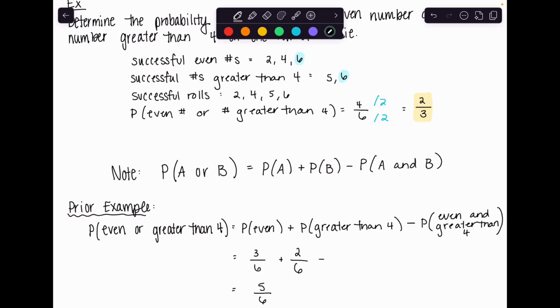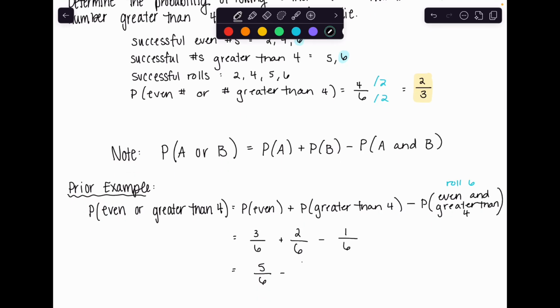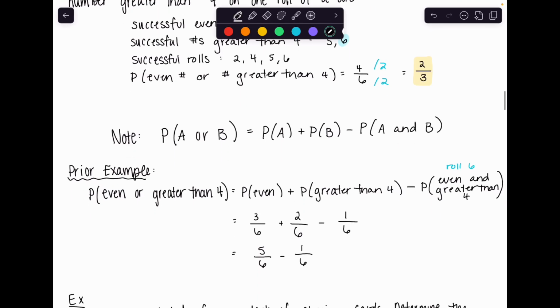But I need to remove the probability of getting an even number and a number greater than 4. So the only possible way that can happen is if you roll a 6. That's an even number and it's greater than 4. So we have to subtract 1 6th. So if I take 5 over 6 and I subtract 1 over 6, indeed, I get that same answer of 4 over 6, or 2/3. Okay.